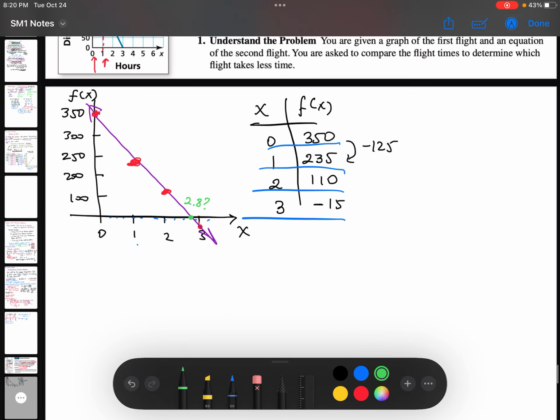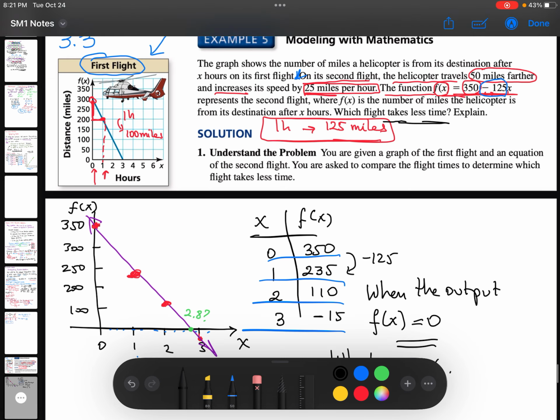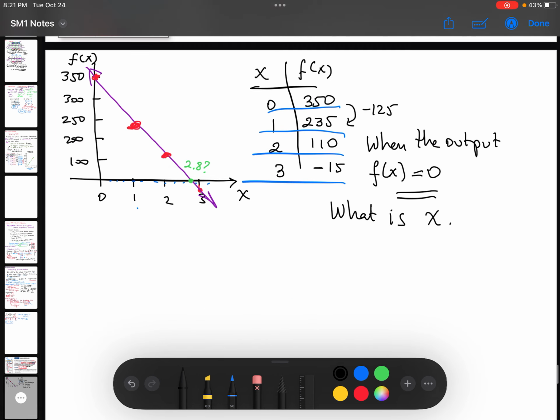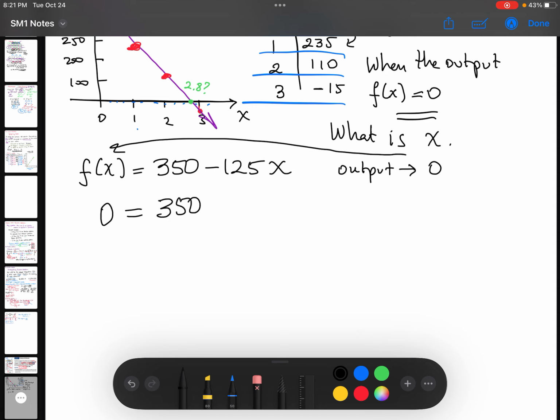Well, we can solve this using function notation, because look at that. I need to know this. When the output, it means f of x, is 0, what is the input, meaning what is x? We already have the equation right here. I'm going to write it down here. f of x equals 350 minus 125x. We know that the output is 0. So I'm going to plug it in here. You will see what I'm going to do. 0 equals 350 minus 125x.